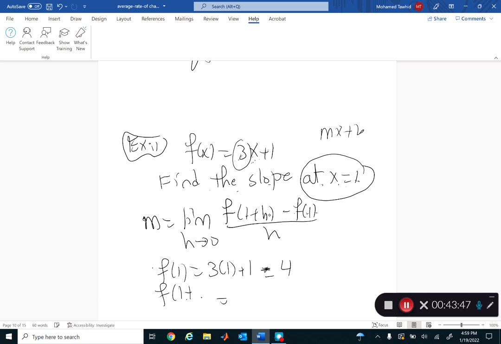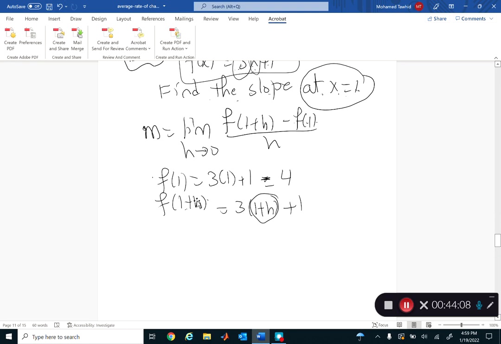f of 1 plus h means you replace x here by 1 plus h. If I replace x by 1 plus h, you have 3 times 1 plus h, so that is your x, and here you have plus 1. So just take x out and put 1 plus h. If I simplify this, what do you have? 3 plus 3h plus 1. If I simplify this, you have 4 plus 3h, right?